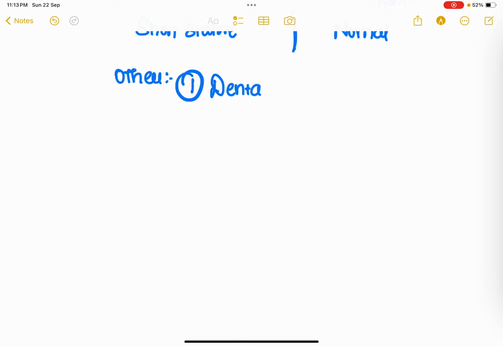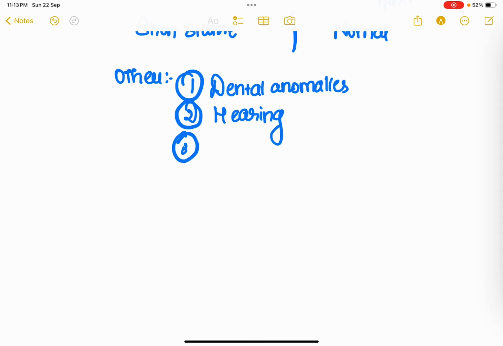So now in patients of Kallmann syndrome, there are other associated features as well. So what are those? There could be certain dental anomalies. There could be some hearing issues. There could be problems with color blindness.